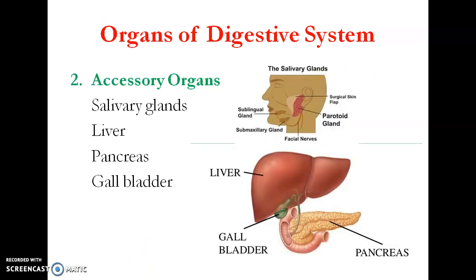Now, besides this alimentary canal, other organs that help the digestion process are called accessory organs, and they are the salivary glands, liver, pancreas and gallbladder. Okay. Again, there are three pairs of salivary glands, one on each side. There is a parotid gland, a sublingual gland, and a submandibular gland. So there are four accessory organs.